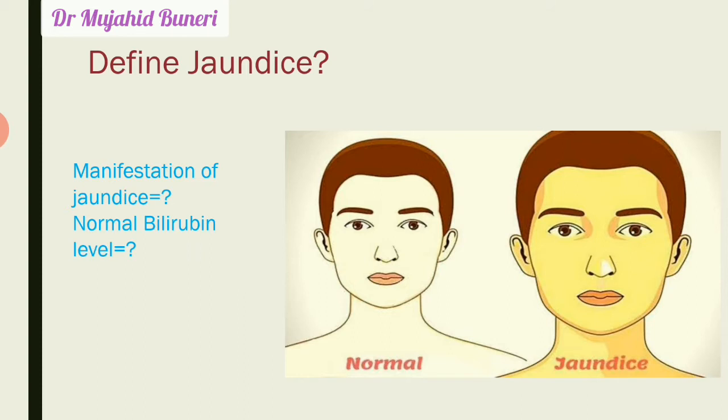Point to be noted. Just to inform you that normal serum total bilirubin level is 1.2 mg per deciliter. Jaundice is actually a symptom and not a disease. Usually, it is first noticed in the sclera of eyes.